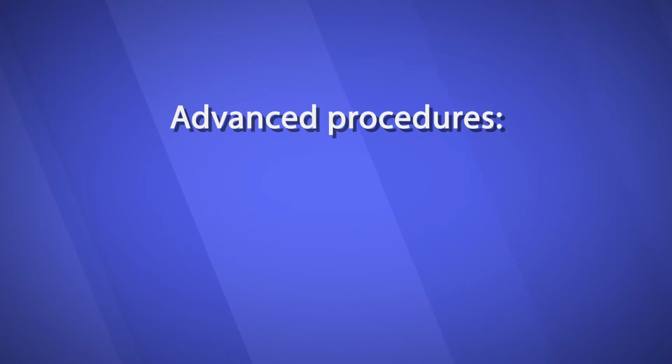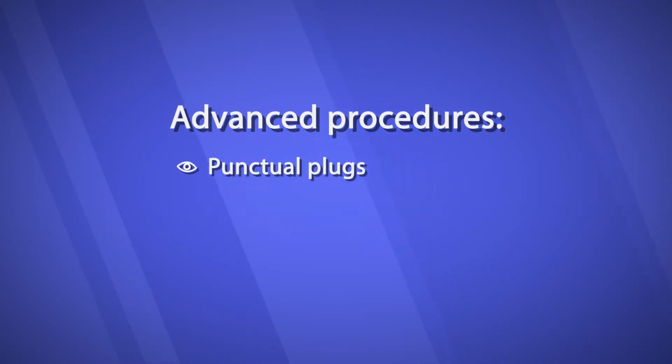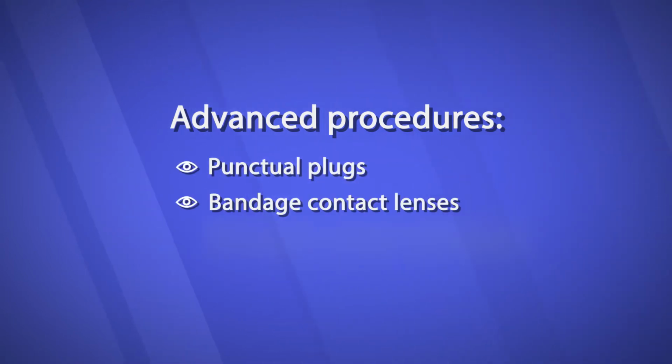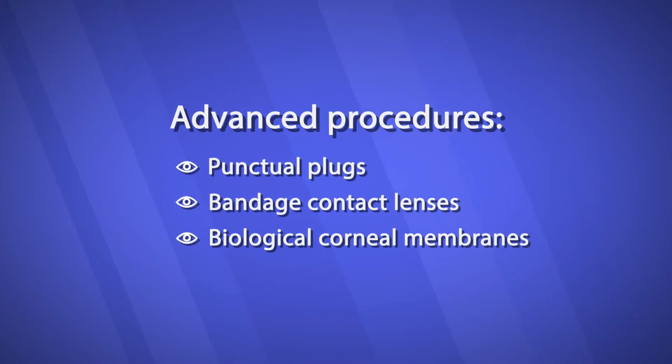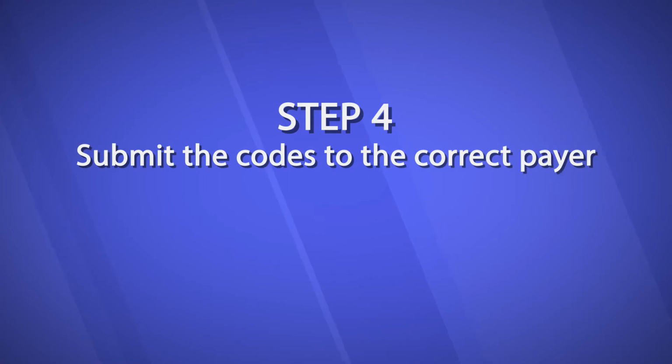There are also times when some patients need additional care and additional codes for their treatment. You can also bill for advanced procedures such as punctal plugs, bandaged contact lenses, and biological corneal membranes. This is simply a matter of selecting the correct additional code. Next, you will need to submit the codes to the correct payer. Remember, there are differences between their vision plan and their medical plan.